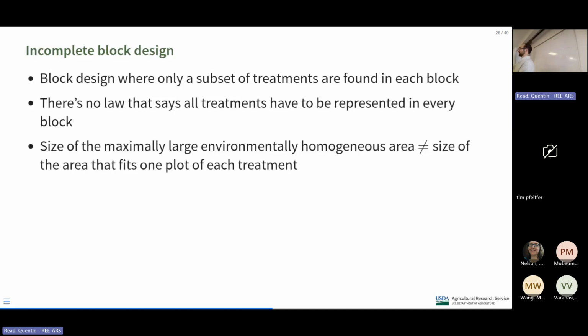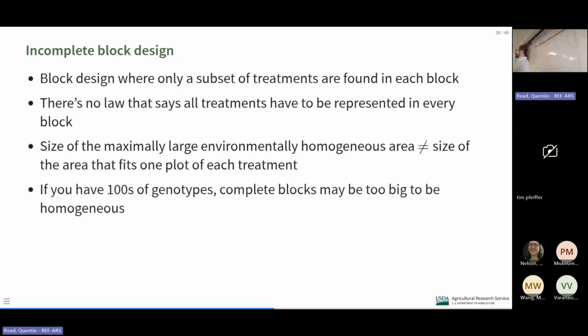But then what if you had a 2x4 study? There's 8 plots per block. They're twice as big, so there should be more environmental variation within that block than if it was just a 2x2, right? Especially if you're doing a trial comparing hundreds of genotypes, a complete block is going to end up being huge, and it might be like half your field. So is that really a safe assumption that there's no environmental variation within that?